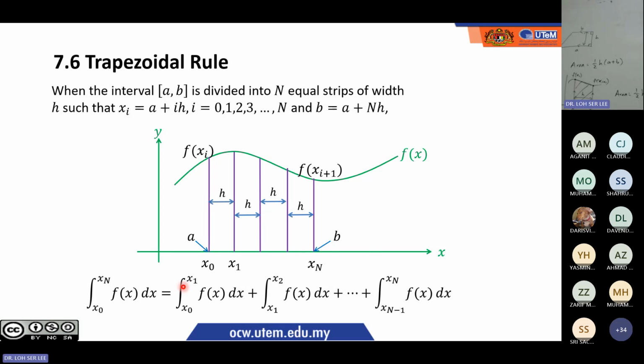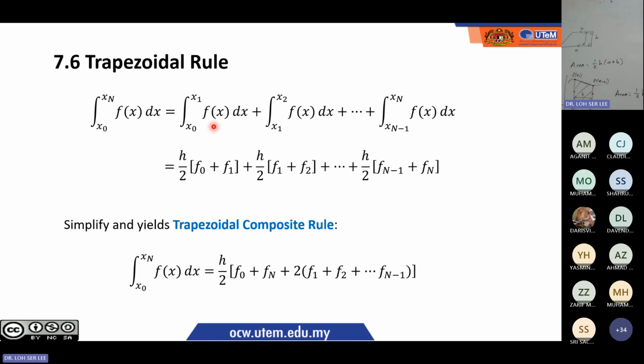So when you have this, that means you have more than one trapezium. The first trapezium, this is the formula: x0, x1, that means f0, f1. The length, this one, f_(i plus 1), and this is f_i. So for this one the formula will be f0 and f1, and for this one, f1, f2. We are using the formula for each of the subintervals. So when we combine all of this, you will get the trapezoidal composite rule.